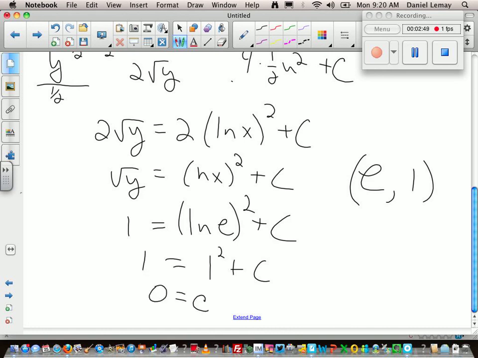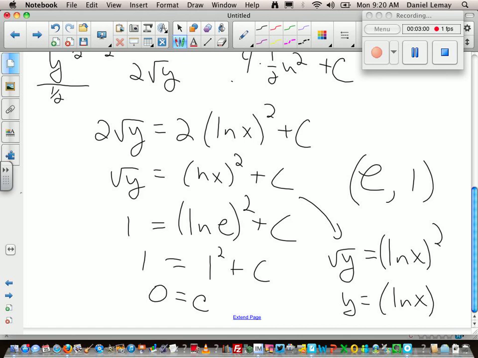So if I have this, now I can think that this is the square root of y equals the natural log of x squared, and I square both sides. That's going to give me the natural log of x to the 4th. And that's what the book says. Okay, hope that helps.